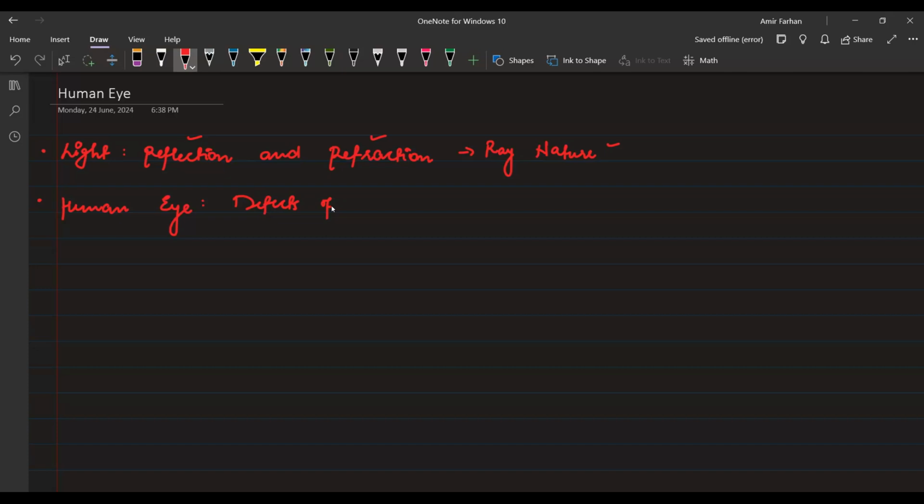What are the types of defects that are there in the eye? Like long-sightedness, that is hypermetropia, or short-sightedness, that is myopia, or presbyopia. Presbyopia happens in our eye when the human body ages, due to the weakness of the body. It is the case in which we cannot see far and nearby objects both. We will also discuss how we correct the defects of the eye.